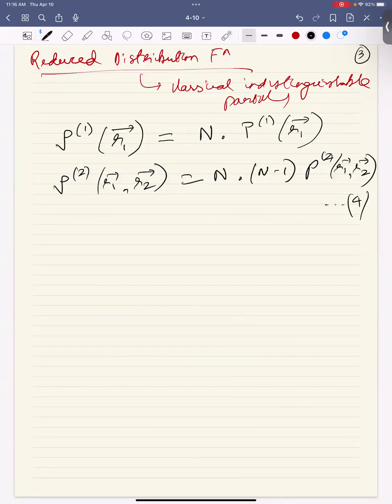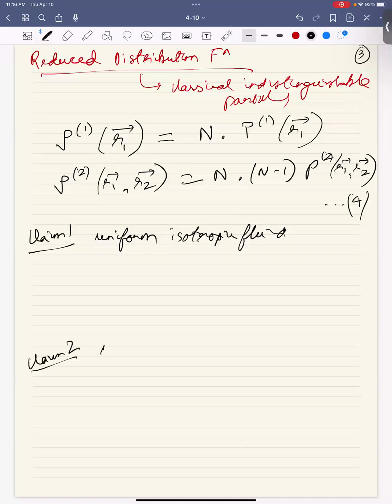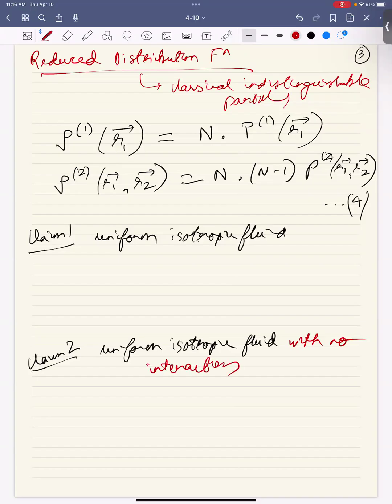Then we made 2 claims and proved both of them. Claim 1 was for a uniform isotropic fluid, while claim 2 was for a uniform fluid, and I want to emphasize this very, very carefully, that there is a difference between both the claims, with no interactions. Claim 2 applies only to a system where there is no interaction between particles.